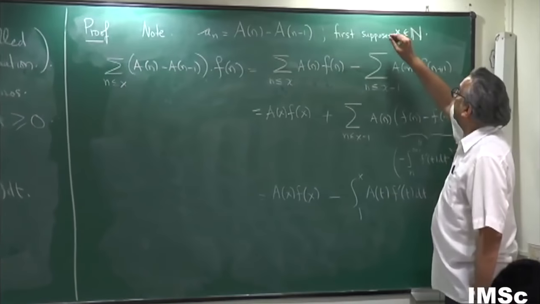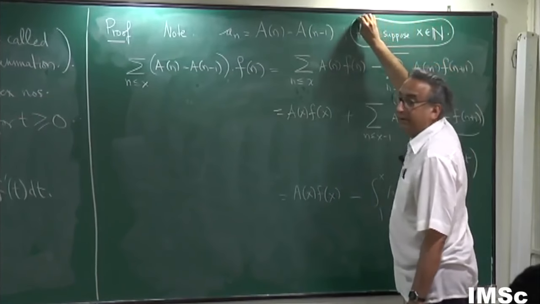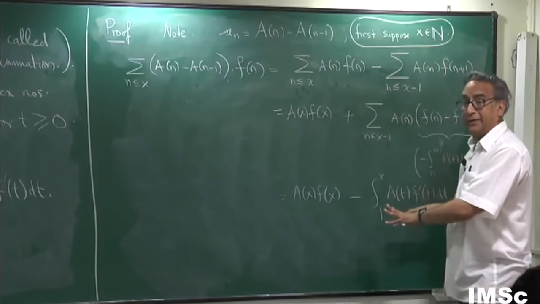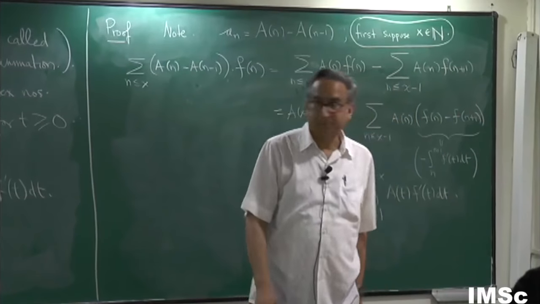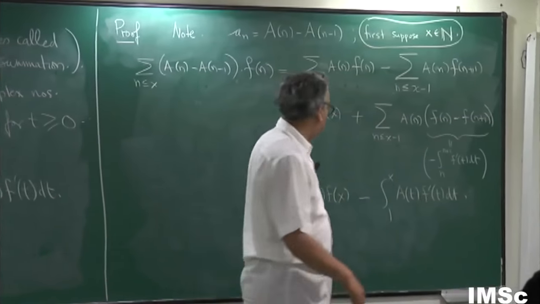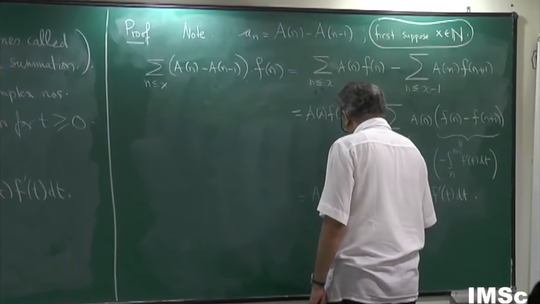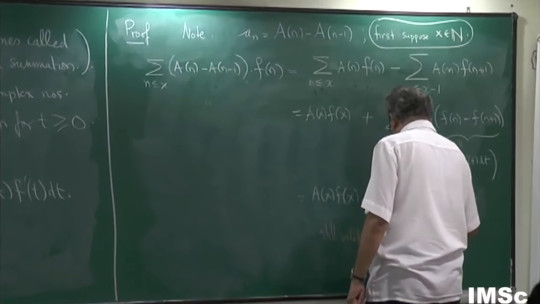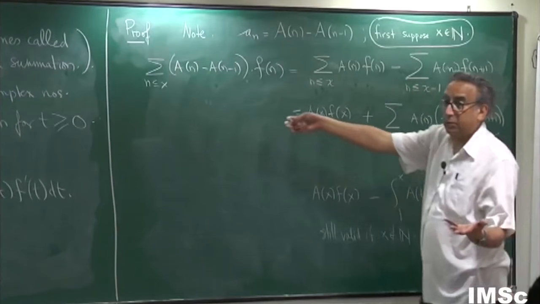And now I'll leave it as a small exercise for you to figure out that when x is not a natural number, this is still valid. You just have to do one more line of calculation. Okay? So this is still valid if x is not a natural number. So this is the proof.